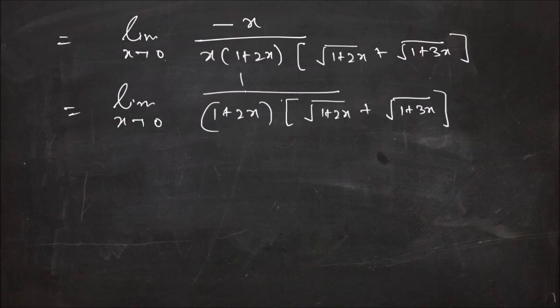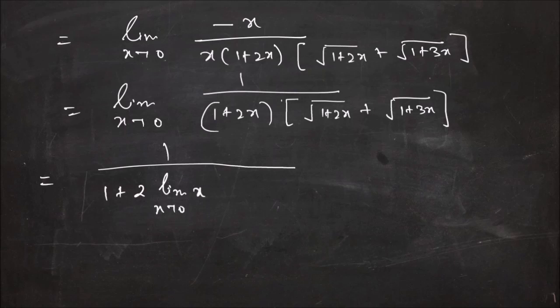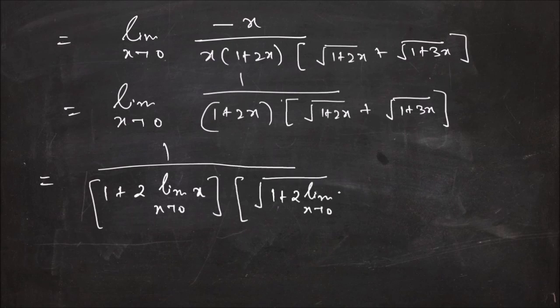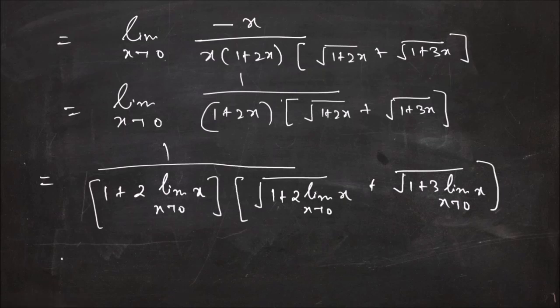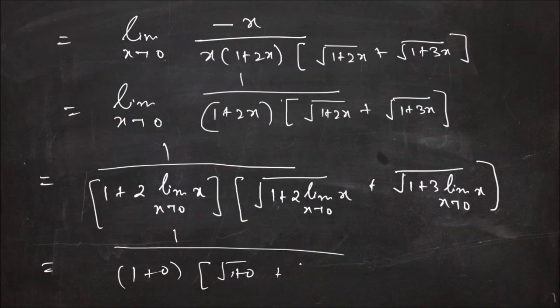So using algebra of limits, I can take the limit inside these. And using exercise 15, I can take the limit inside the square root also. So this can be written as 1 upon (1 plus 2 limit x tends to 0 x) times (root 1 plus 3 limit x tends to 0 x). So this is nothing but 1 and this becomes 0. So 1 plus 0, this is root 1 plus 0 plus root 1 plus 0. So we are getting 1 upon 2 as the answer to this. This is question number 3.